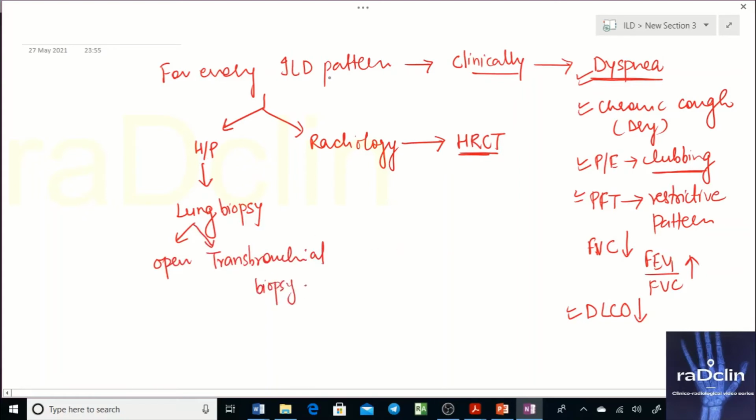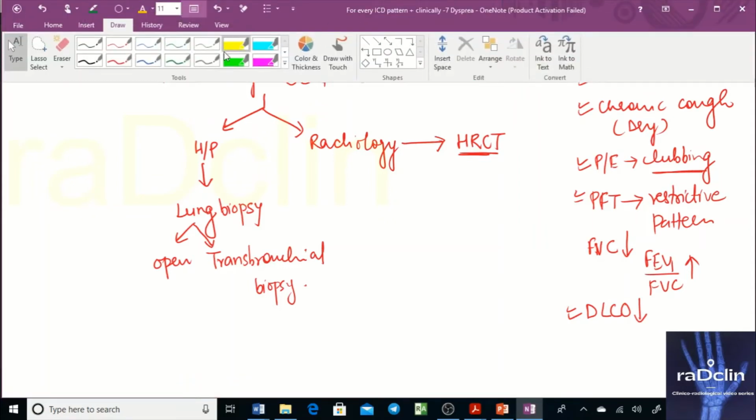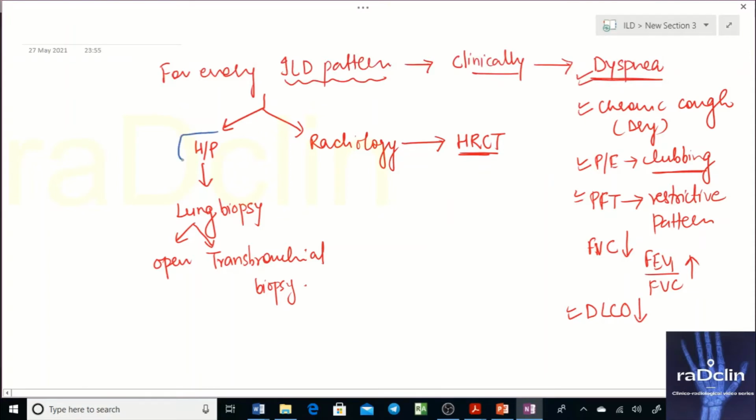Now for every ILD pattern, we have a term in histopathology that gives us the histopathological image of that pattern. So there will be a term that is used histopathologically and radiologically. Histopath and radiology.